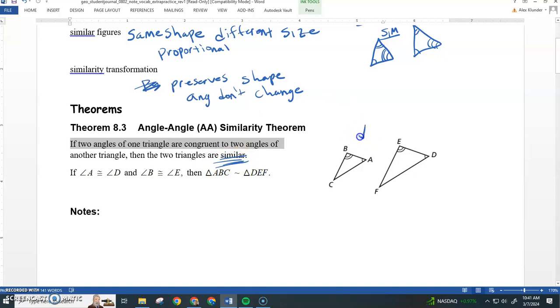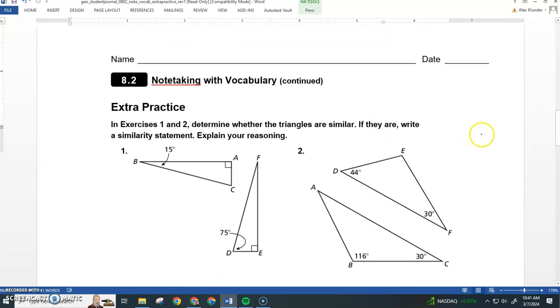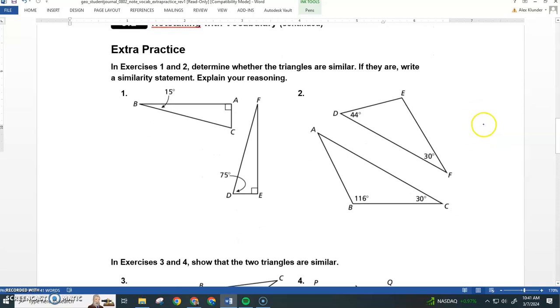This triangle is clearly smaller than this triangle. But that doesn't mean they're not similar. And in fact, because they have two angles that are congruent in both triangles, we know that these triangles are in fact similar. They would be what we call proportional. So yeah, that's angle-angle similarity. That's really what drives all of the rest of our work problems today.